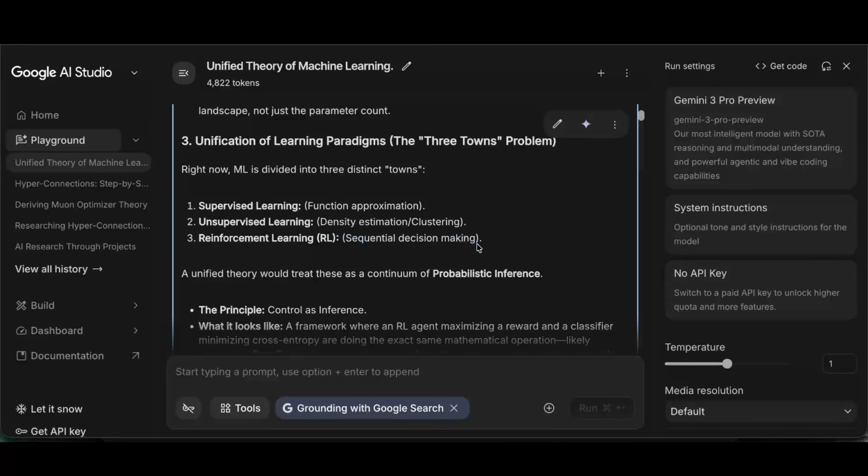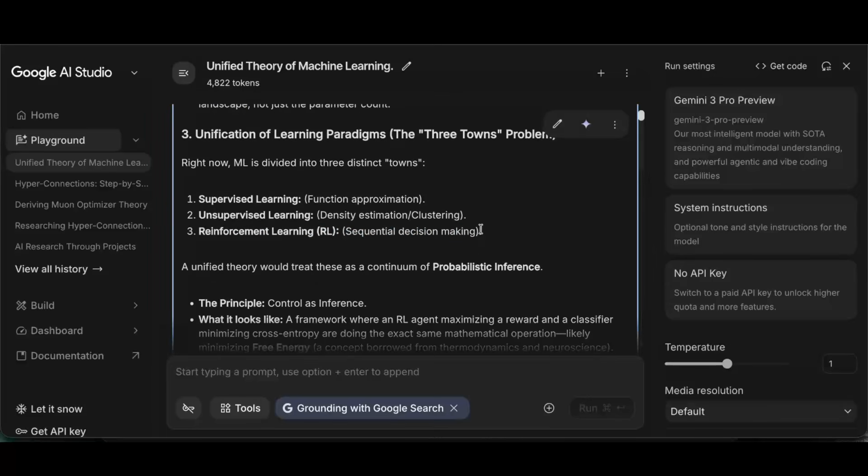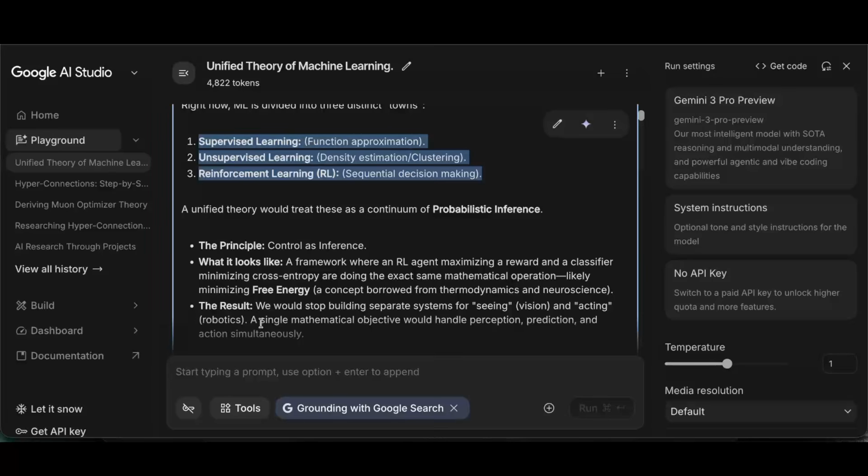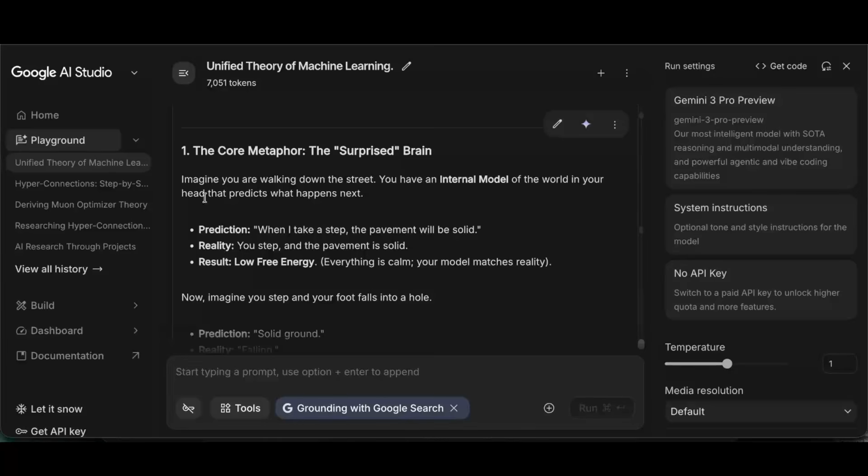And the idea is that a unified theory would do all 3 of these in the same way, with the same math. So a single mathematical objective, for example, minimizing free energy. Example by Gemini here to explain this free energy.